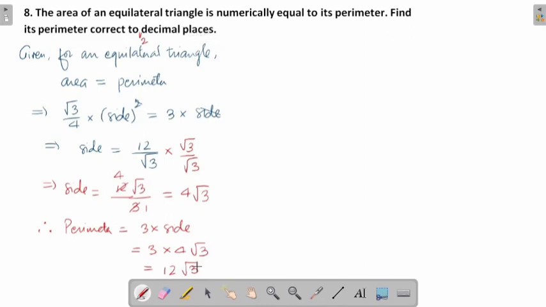Okay, so for that you need to find the value of root 3 using the division method. I hope you remember how to find it. So what you do is this. You have to find the square root using the division method.